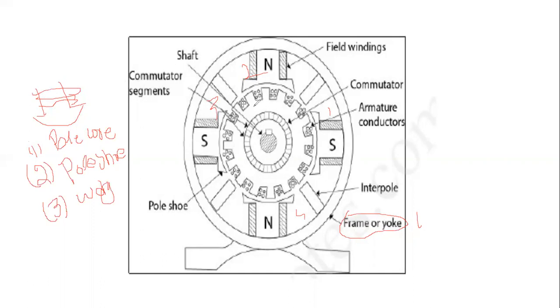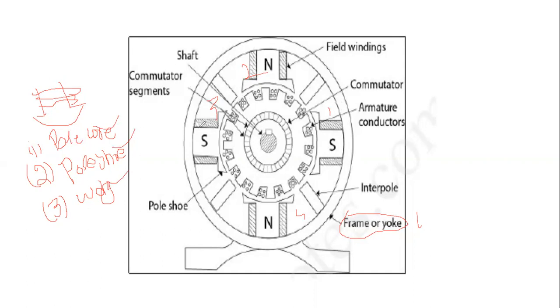How many poles are there in this machine? We are having four poles: pole 1, pole 2, pole 3 and pole 4. Each and every pole has three parts, that is pole core, pole shoe and field winding.